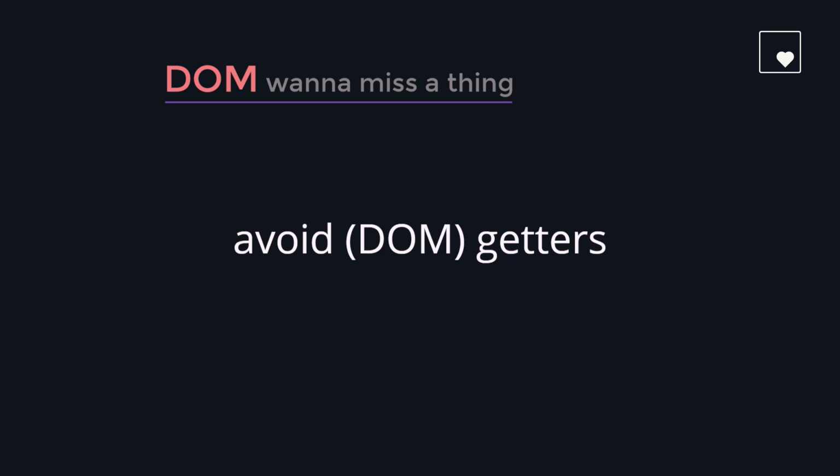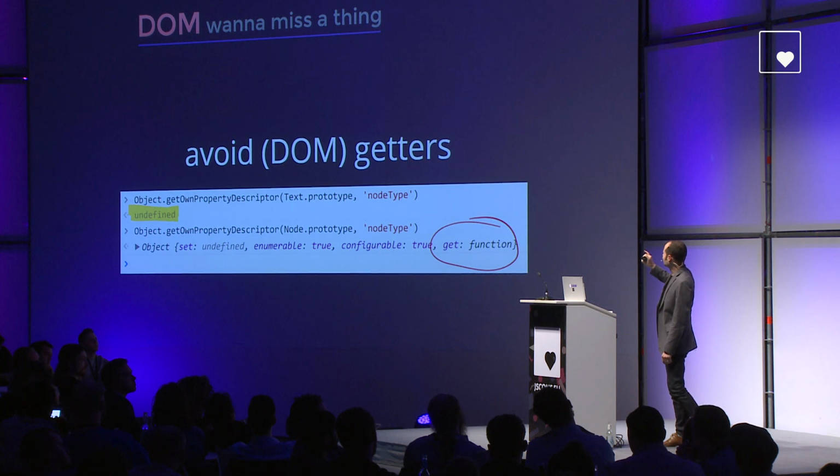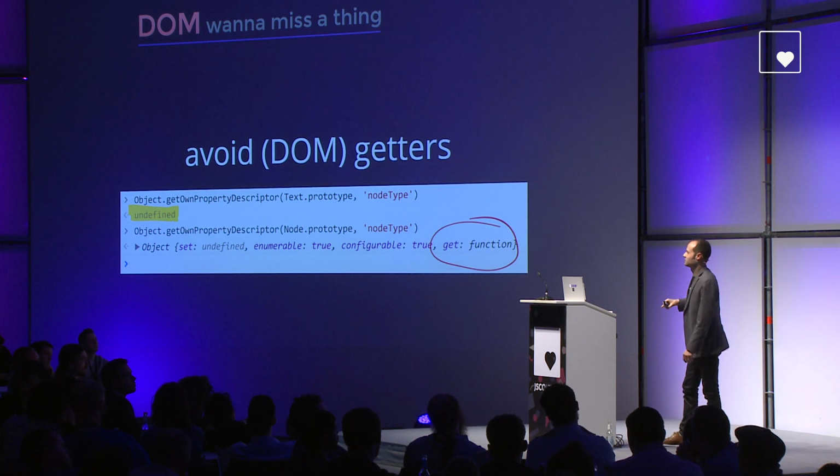The next DOM lesson is avoid getters, just entirely. Don't use them. Don't rely on them. Or when you are using them, be incredibly cognizant of the fact that you are. And if you're confused about what this means, here is a snippet from Chrome DevTools showing if we look at the node type property of a text node, right?